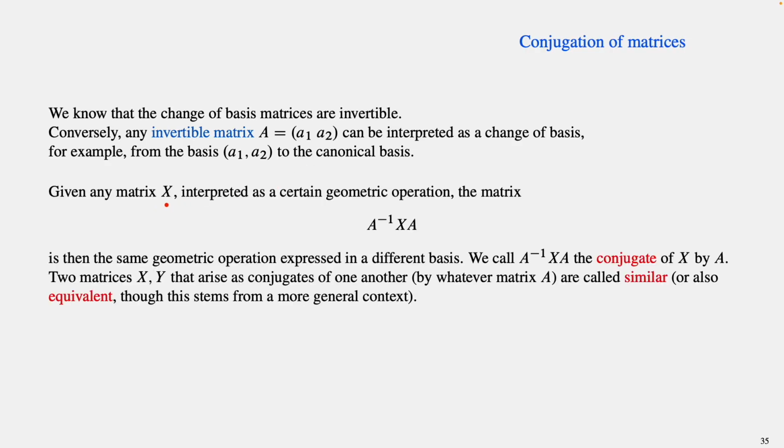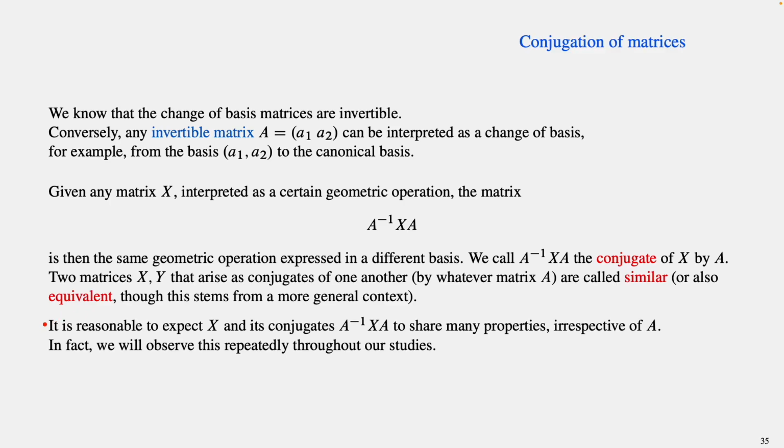Now, if we are given any matrix X, then we interpret the matrix vector product of X by any vector in the plane as a geometric operation. Then we can compute A inverse times X times A. And this is the same geometric operation, but expressed in a different basis, namely the basis given by the columns of A. And we call A inverse X A the conjugate of X by the matrix A. And two matrices X and Y that arise in this way as conjugates of one another by some matrix A are called similar, or sometimes also are called equivalent.